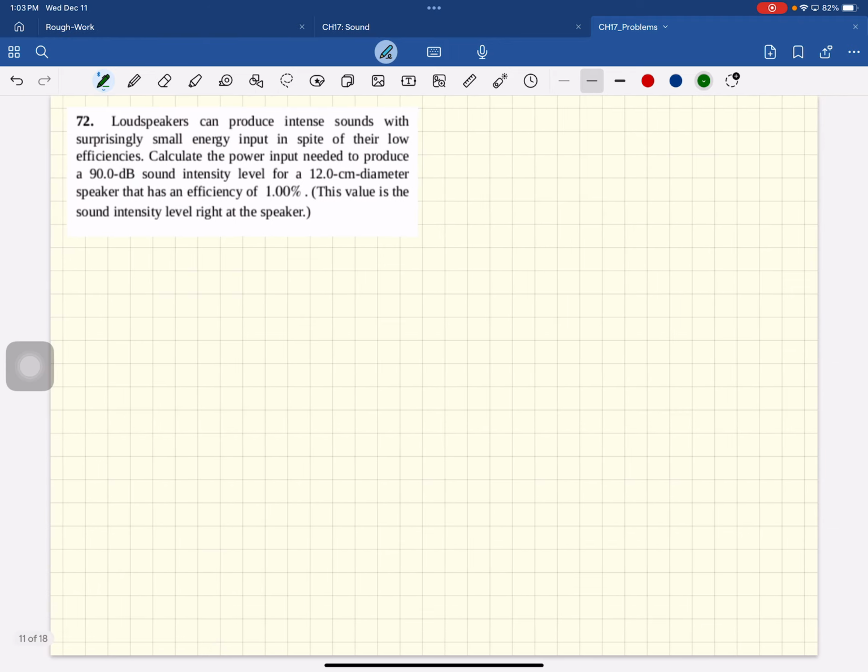Okay, so this problem says loudspeakers can produce intense sounds with surprisingly small energy input in spite of their low efficiencies. You guys remember loudspeakers have efficiencies of about 1%. What does that mean? If you put in 100 joules of electrical energy in a speaker, only 1 joule is converted into sound. So only 1% of the energy put into a speaker is converted into sound. The other 99% is converted into heat. It goes wasted as heat. So this problem is pretty amazing.